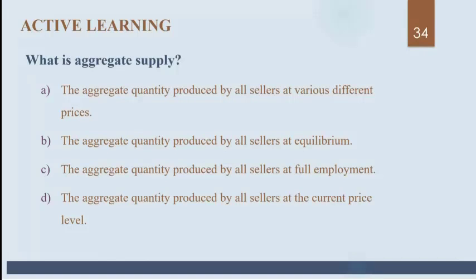D, it says the aggregate quantity produced by all sellers at the current price level. Well, the current price level would just be 1 point, and so the aggregate quantity would just be plotting at 1 point. So here the correct answer is A.